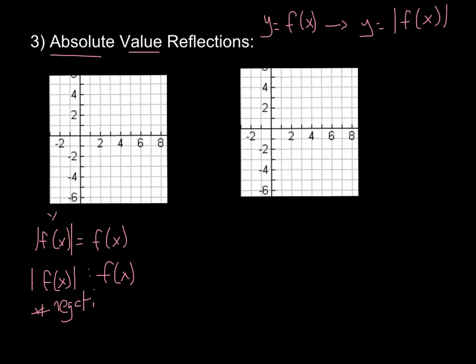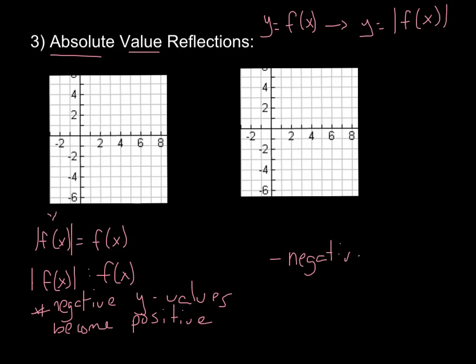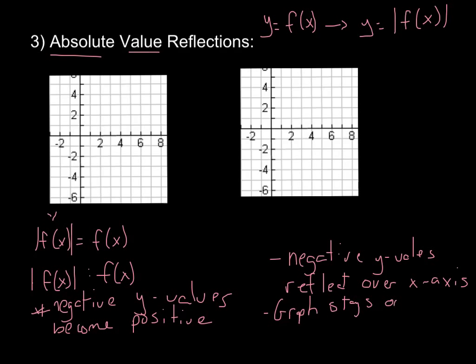Negative y values become what kind of y values? They become positive y values. Everything becomes non-negative. So make a note here: negative y values reflect over the x-axis because they go from negative to positive. You see, they go from down to up. The graph stays on or above the x-axis, always. On or above the x-axis.